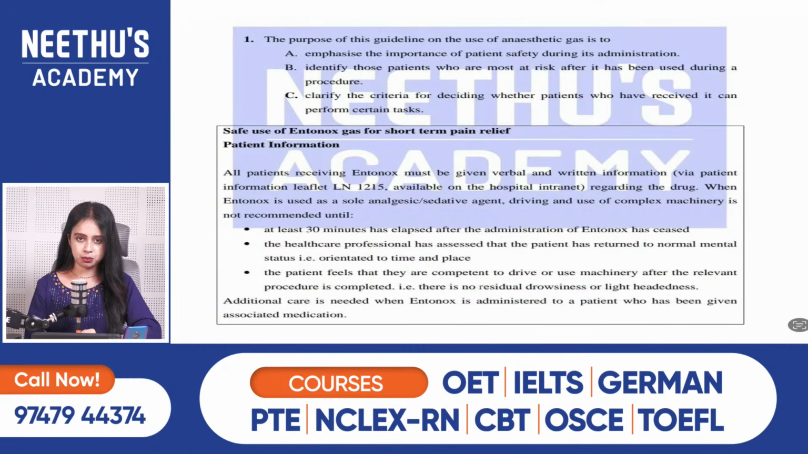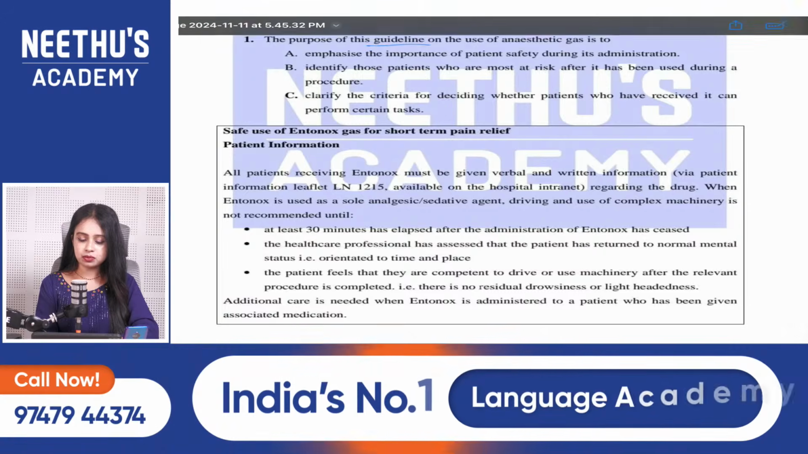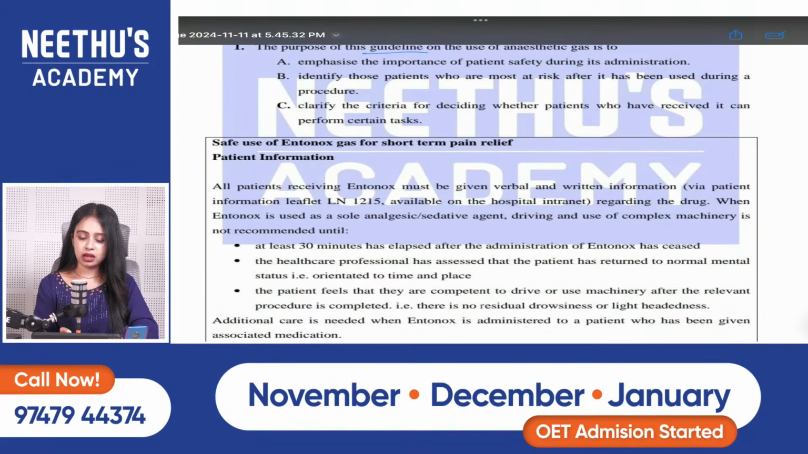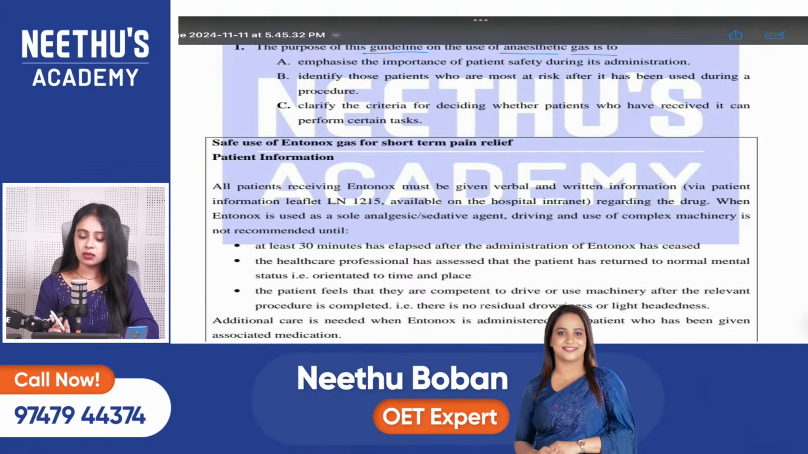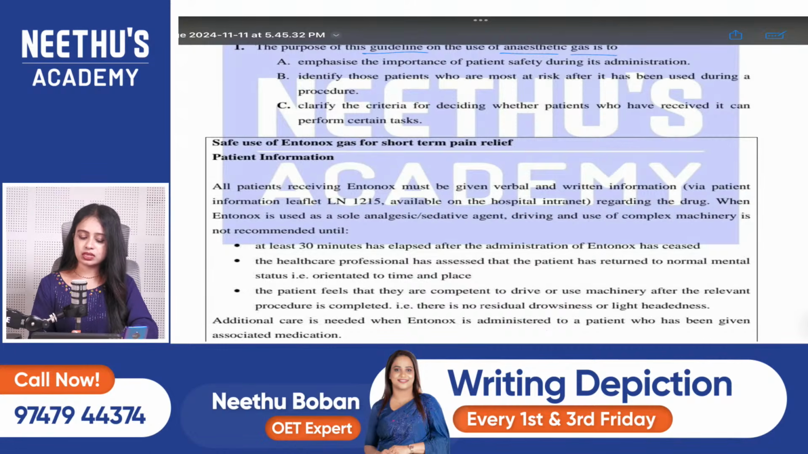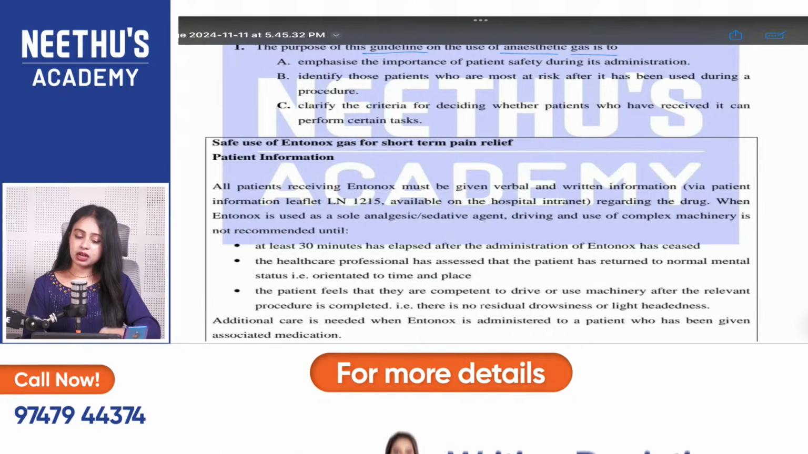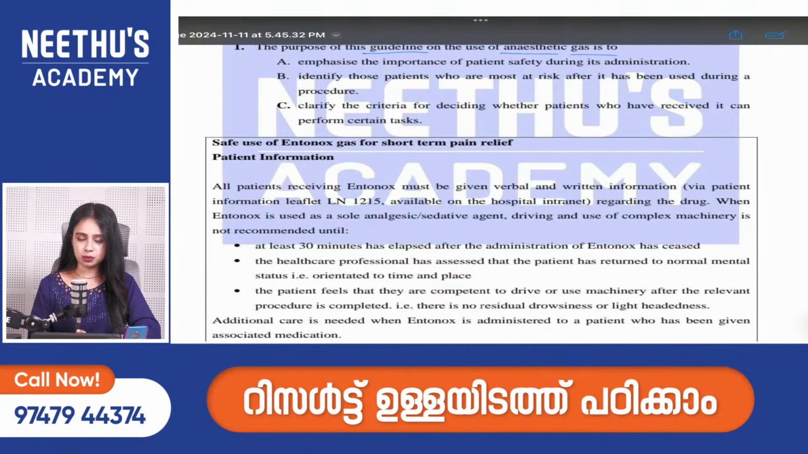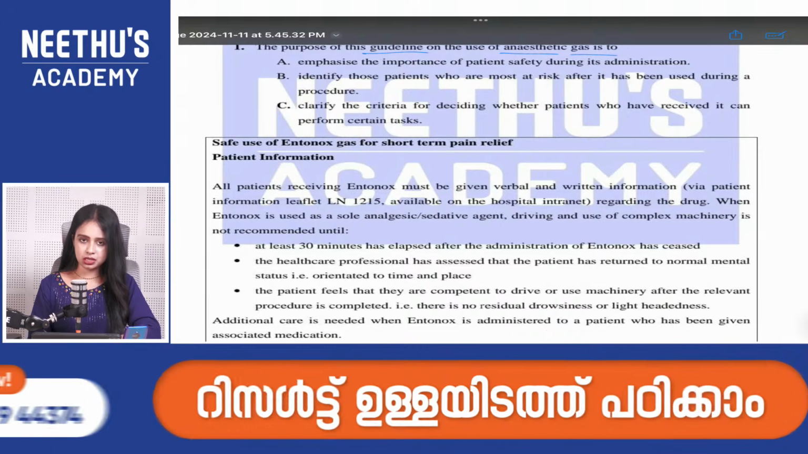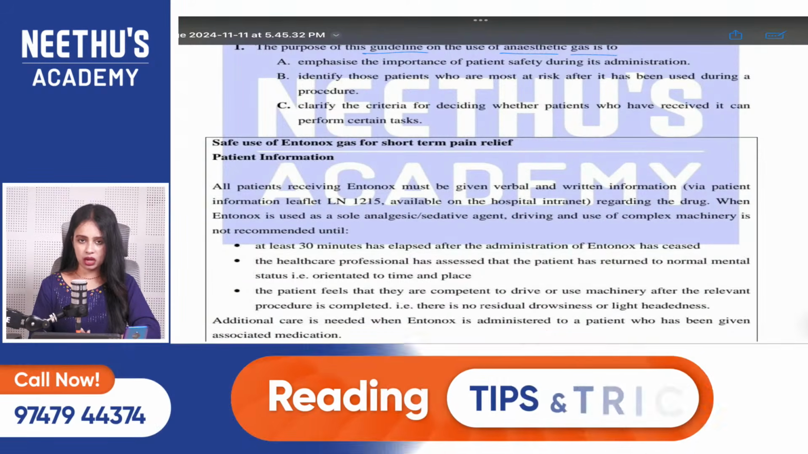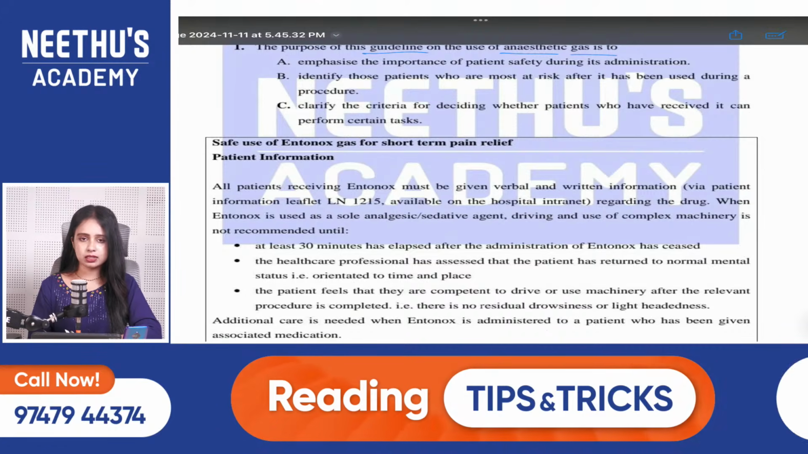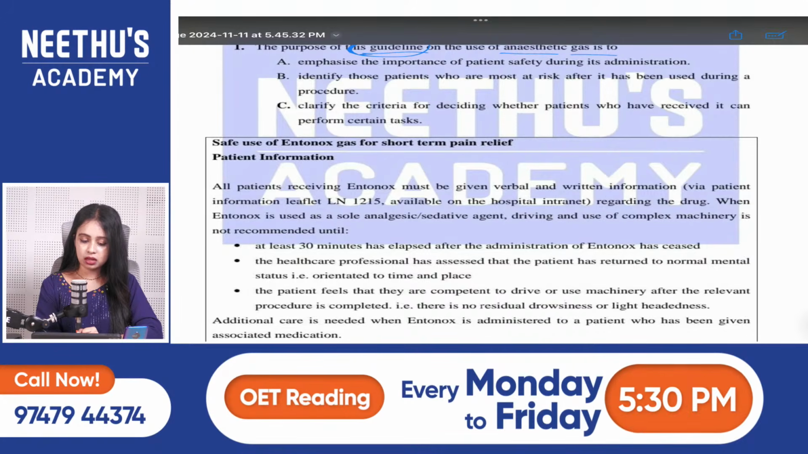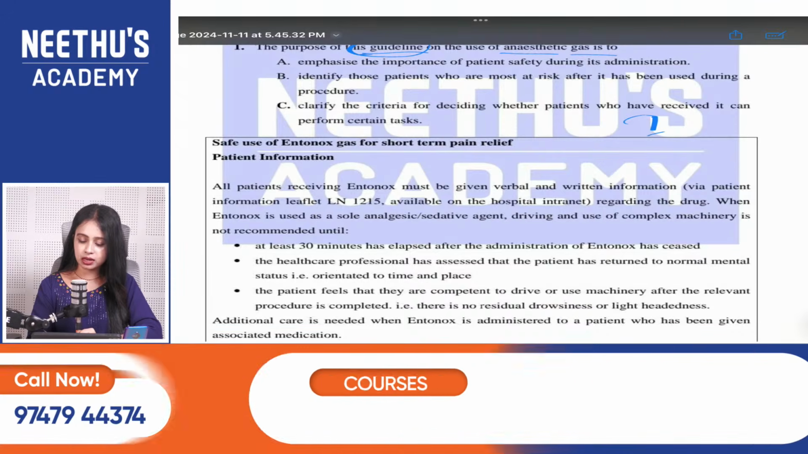Then, what are the keywords from the question? My keywords: guideline, anesthetic, and gas. So these are the keywords from the question. And after underlining the keywords, it is very important to understand the question. You guys now know how to understand the question: based on the category of the question. So which category is this? Very simply, you can say this is from the first category, which is a guideline.